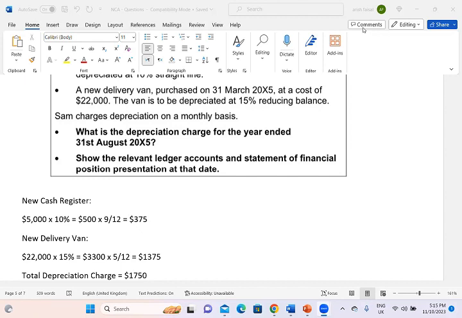And the next asset we had was the motor van, I believe. So that motor van will be of 22,000. Yeah, so 22,000 over there. So these are the two assets which have been recorded on the debit side of the account.